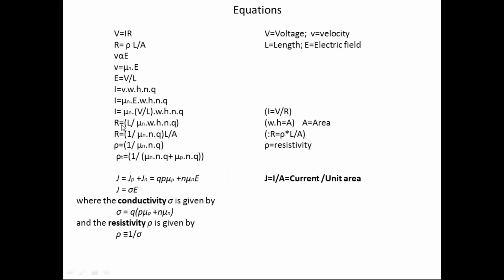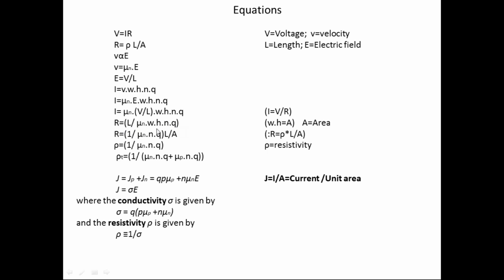Now observe, this is the current: I is equal to mu n into V by L, W H N Q. Now compare it with I is equal to V by R. In this expression also there is a V, and the remaining entire thing acts as R. So the resistance of the material, R, is equal to L by mu n W H N into Q.